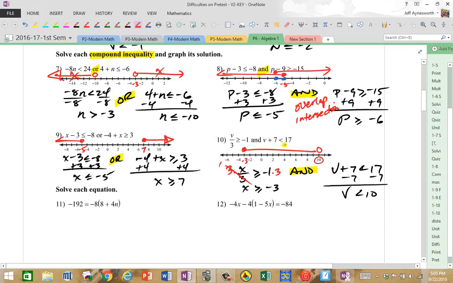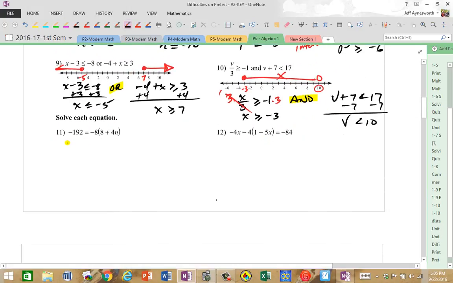Any number in between. Okay? If you're greater than negative 3 and you're less than 10, you've got to be between. x is any number between there. Okay, because 11 doesn't make sense. 11 plus 7 is 18, and 18 is not less than 17. So over here, these are not solutions to the right of 10. All right?